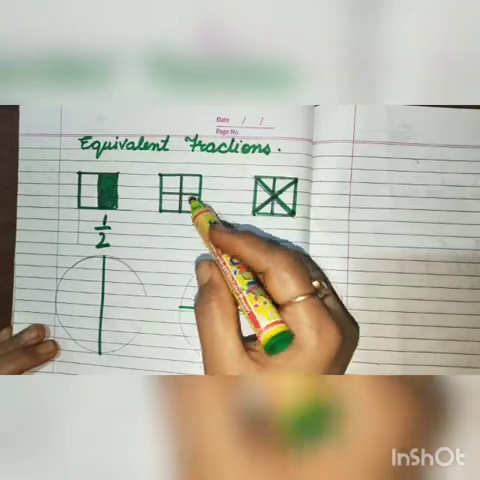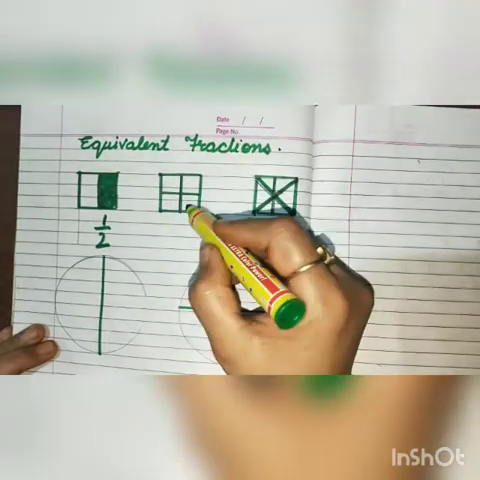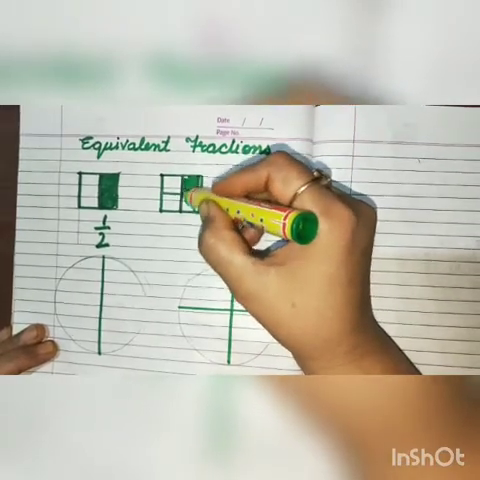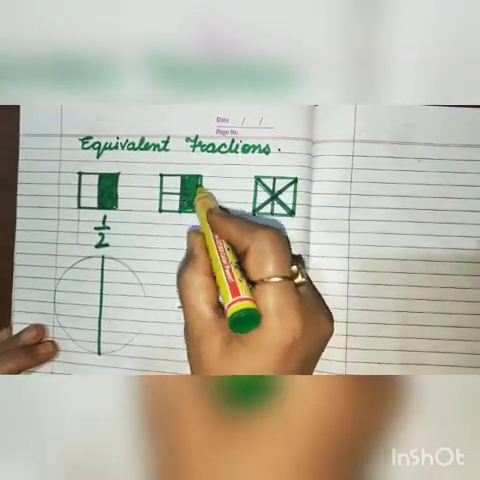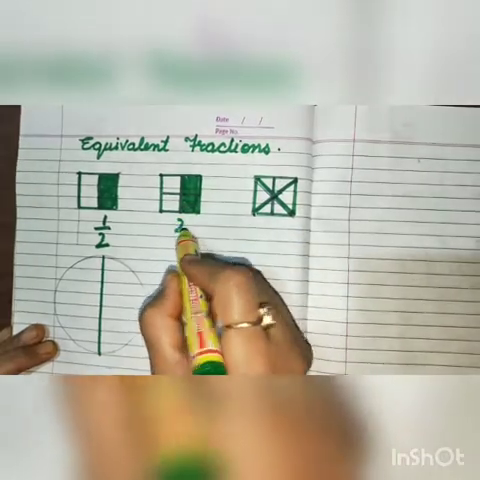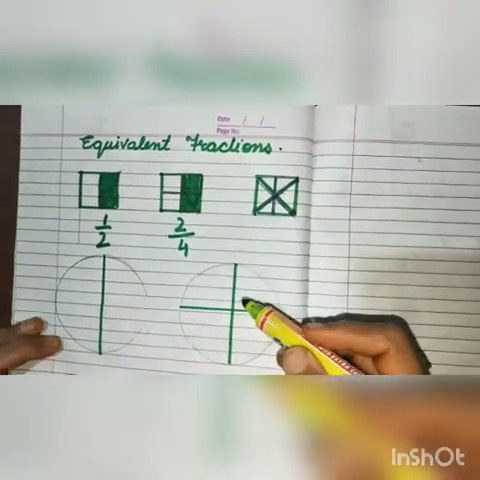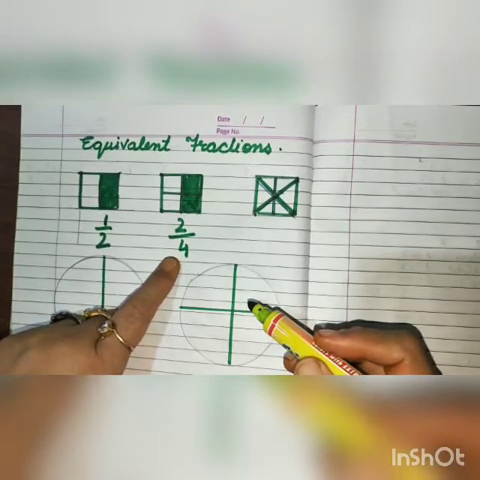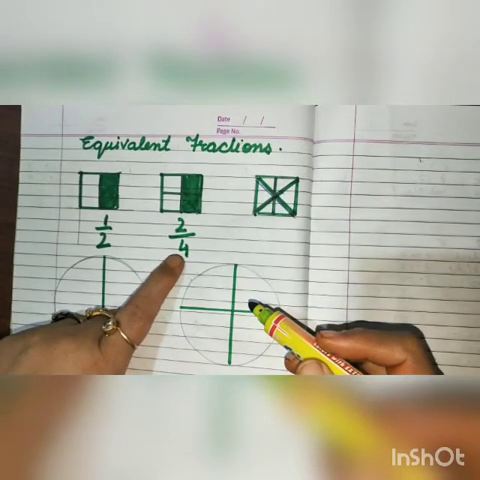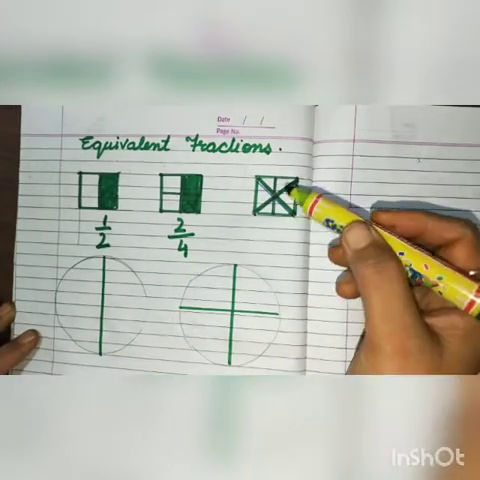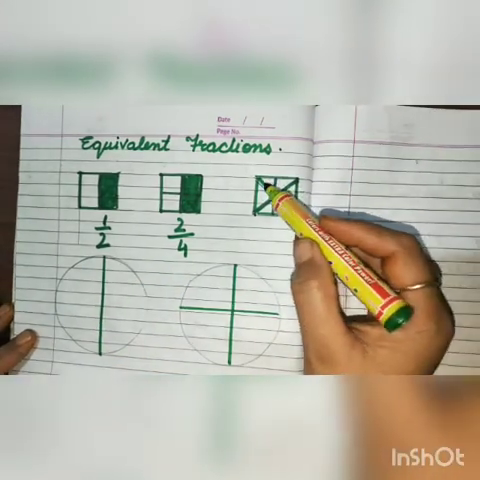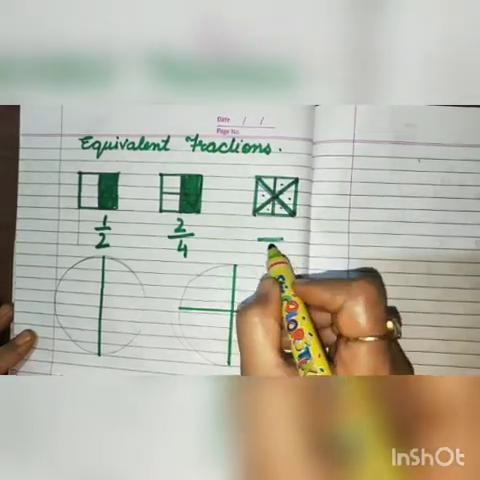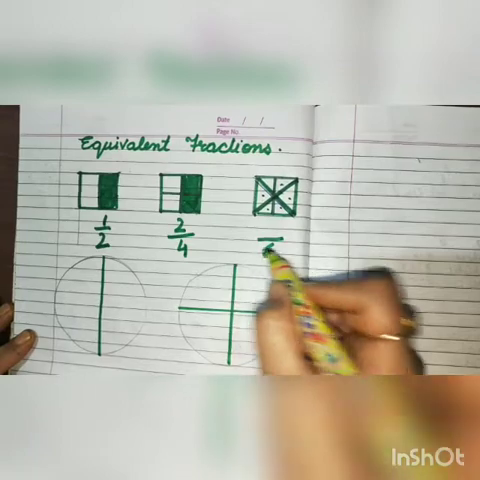Now in this square, out of these 4 parts, if I shade 2 parts, how many parts have I shaded? 2 parts out of 4. In a fraction we always write the total parts as the denominator. In this square how many total parts? 1, 2, 3, 4, 5, 6. So the total parts I always write as the denominator.